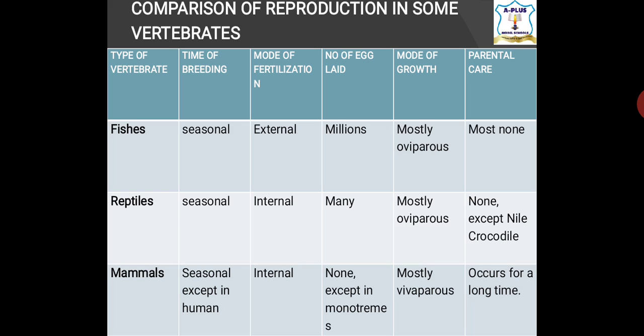Mode of growth is viviparous. That means it's internal, mostly viviparous. And parental care occurs for a very long period of time. Yes, they do care for a very long period of time.